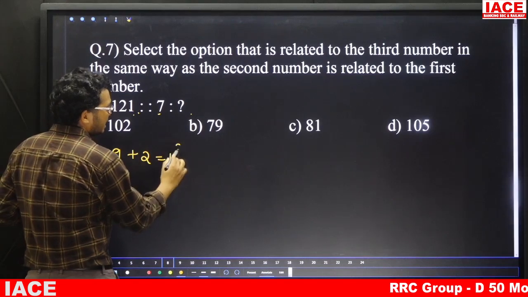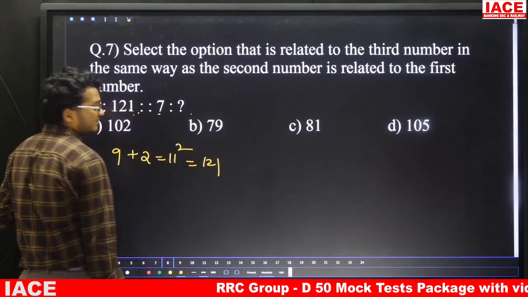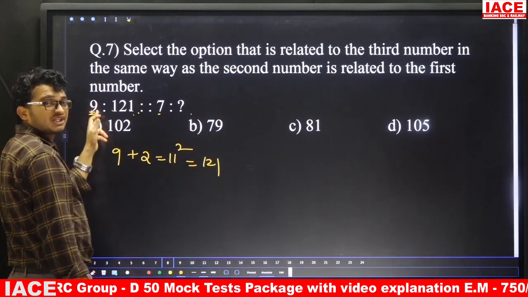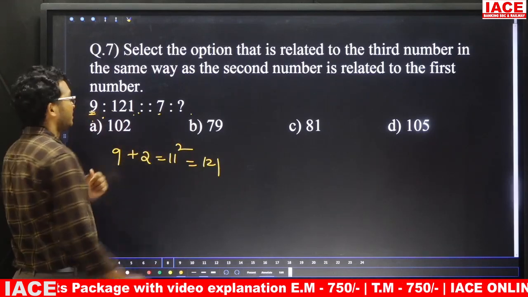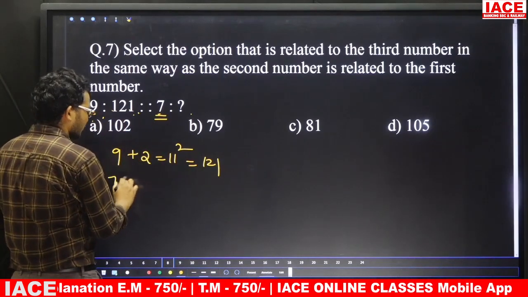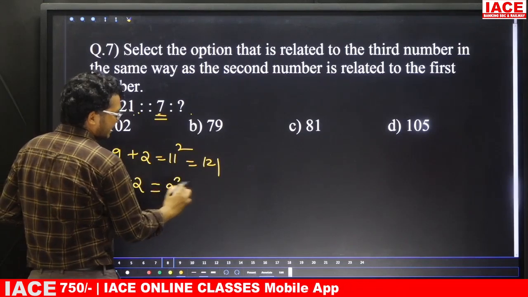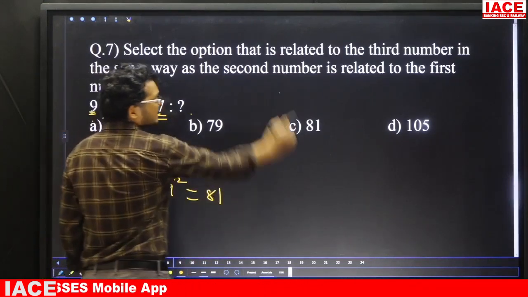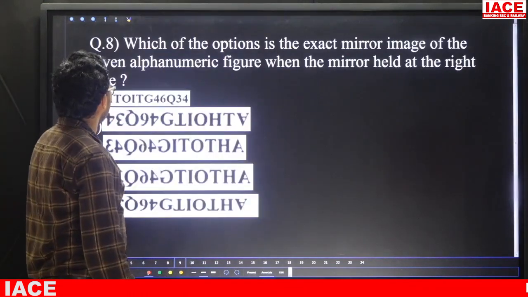Here 11. 11 square is what? 121. That means the given number plus 2 gives the resultant square. Now the given number is what? 7. 7 plus 2 is what? Here 9. 9 square is what? 81 is the answer. The answer is what? Option C.